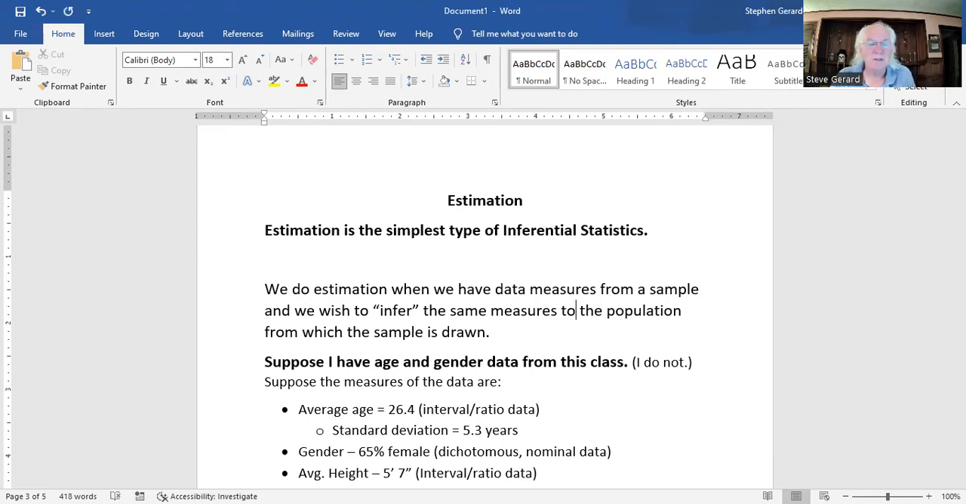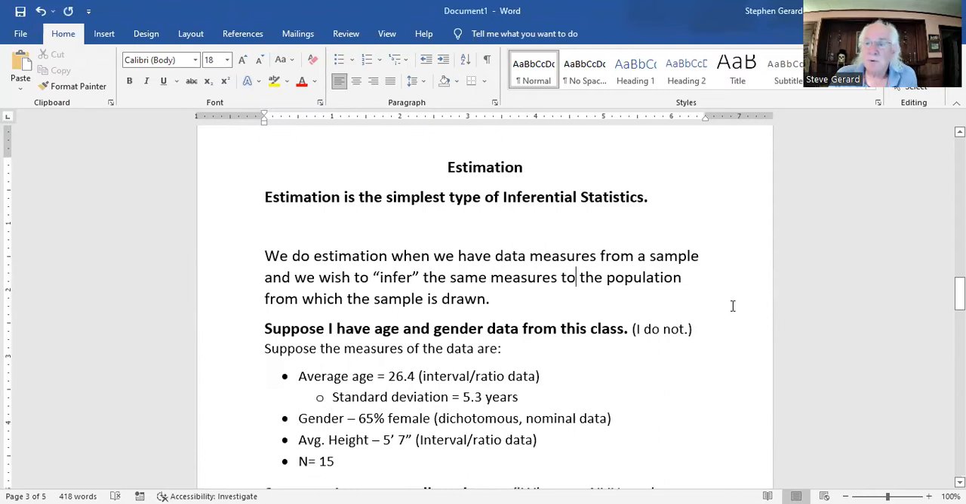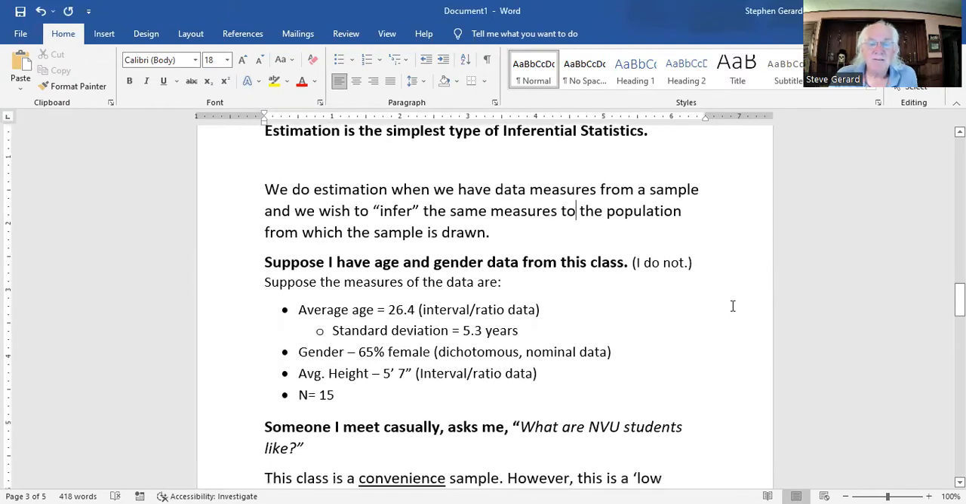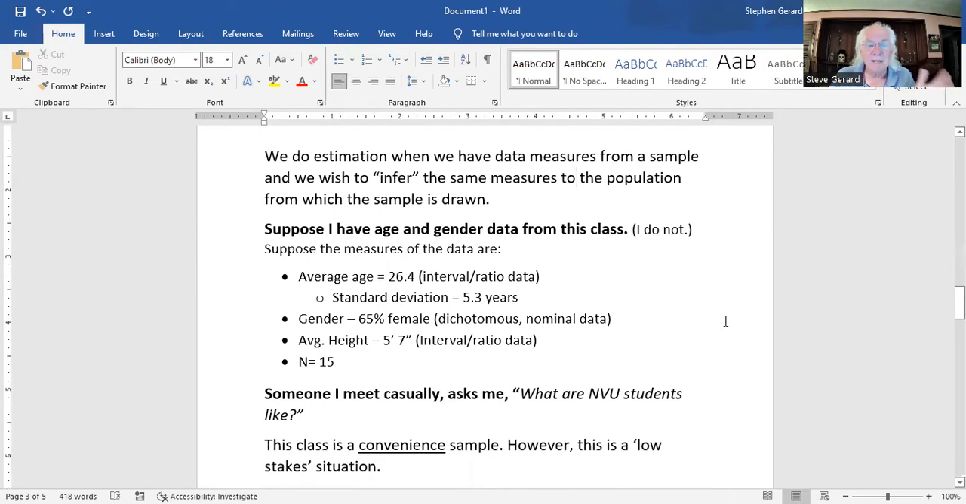To the population from which the sample is drawn. Suppose, for instance, I have age and gender data for this class. I do not, actually, but suppose I did. The average age of people in this class is 26.4, which is interval or ratio data, with a standard deviation of 5.3 years. The gender is 65% female, which is dichotomous nominal data. We can ignore this one here.